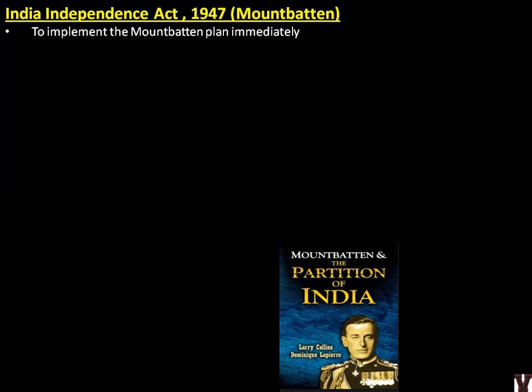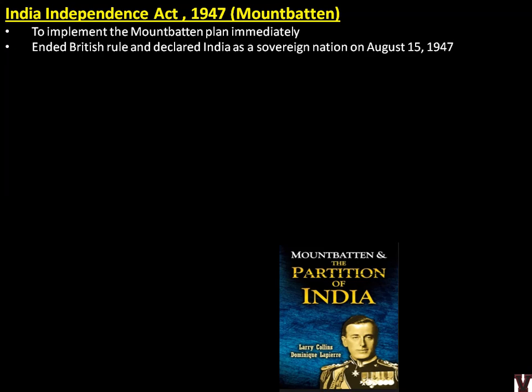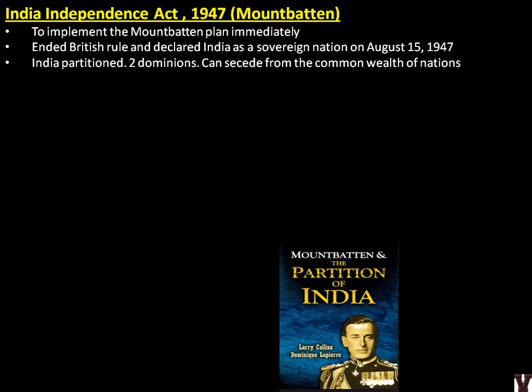If you remember, on June 3 they came up with the Mountbatten plan, that is 1947, and within the next 43 days India got independence. So to make it act fast only, this Independence Act was established. It was telling to end the British rule and declare India as a sovereign nation. India was partitioned into 2 dominions.